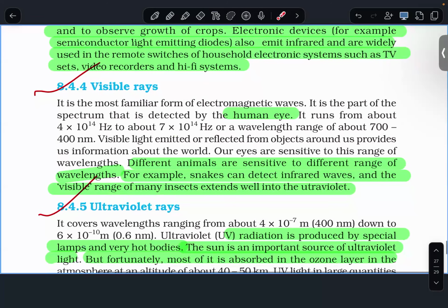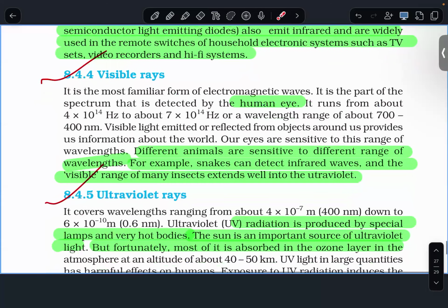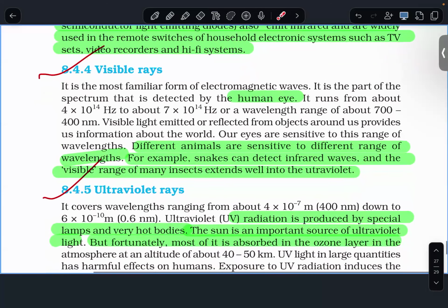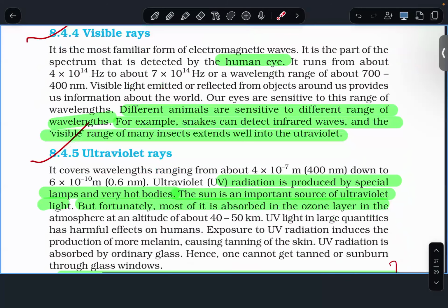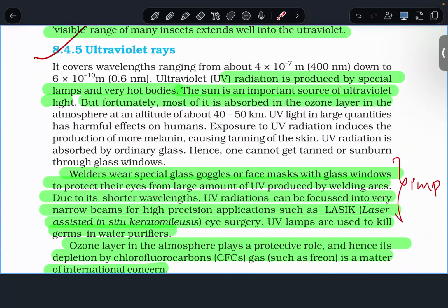Next, ultraviolet, UV. The range of wavelength is important: 400 nanometer down to 0.6 nanometer, that is 0.6 into 10 power minus 9, till 6 angstroms. Till 6 angstroms, you will have UV radiation.